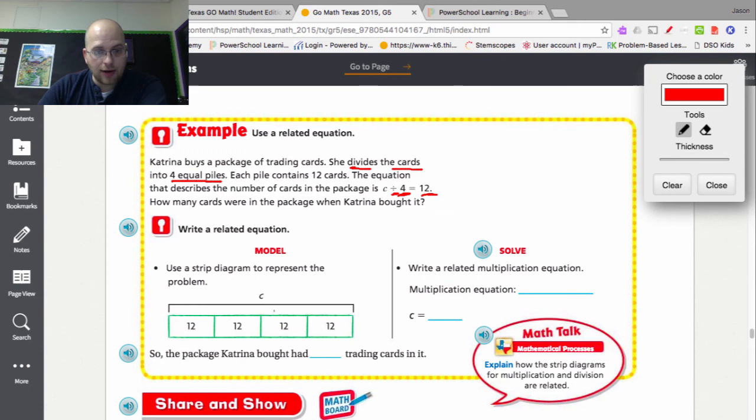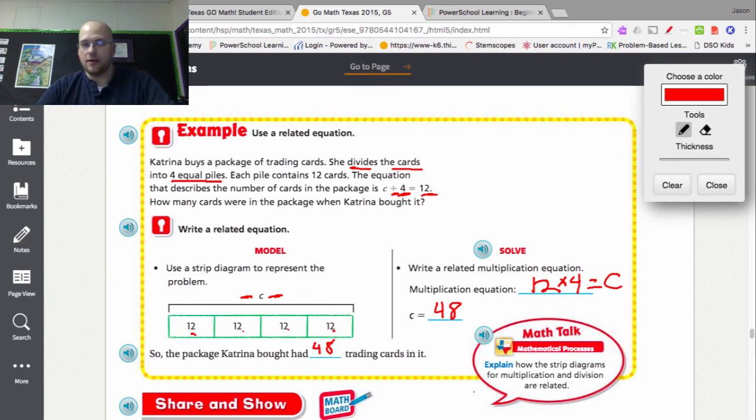Here's our strip diagram. The big number, C, which is our unknown, is 4 groups of 12. Okay, 4 groups of 12. What is the related or the inverse operation here? C divided by 4 is 12. That means that 12 times 4 equals C, and C equals 48 because 12 times 4 is 48, and there are 48 trading cards in the package that Katrina bought.